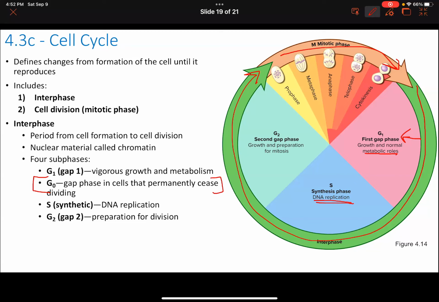And then finally, there's the G2 phase, which is the second gap phase. This is when the cell begins to prepare for division or mitosis. And so this is why S phase had to occur. DNA had to be replicated so that the cell could go on and prepare for division.